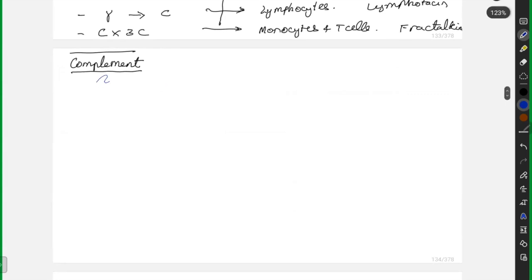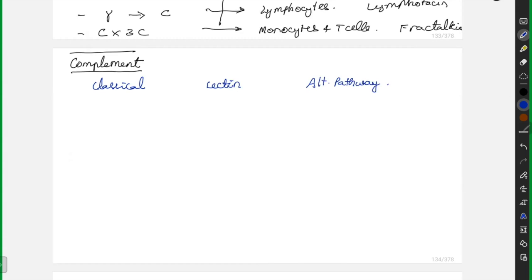One is the classical pathway. Second is the lectin pathway. Third is the alternate pathway. Okay, so first is the classical pathway, second is the lectin pathway, third is your alternate pathway. Clear? So in the classical pathway, the classical pathway is triggered by the fixation of C1 to antibody.